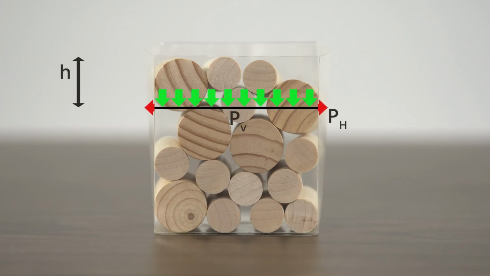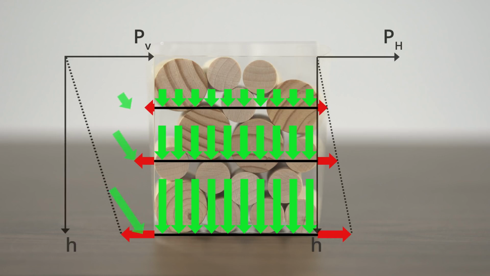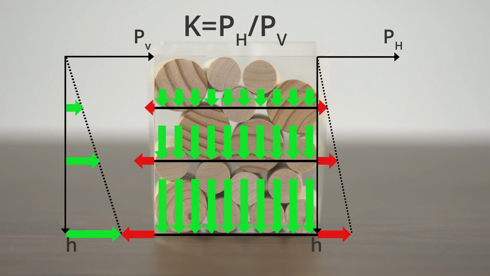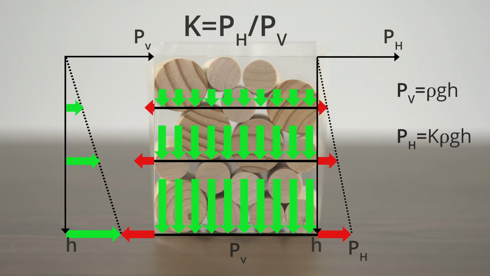At a short distance down, both the vertical and horizontal pressures are small. At progressively greater depths, both pressures increase. Experiments show that for most materials, the ratio of the horizontal pressure to the vertical pressure is constant. We call this ratio the pressure coefficient K, and it is usually less than 1. Thus, for granular materials, the vertical pressure at any depth is typically rho g h, while the horizontal pressure there is K rho g h. Clearly then, both the vertical and horizontal pressures increase linearly with depth, as shown in these graphs.